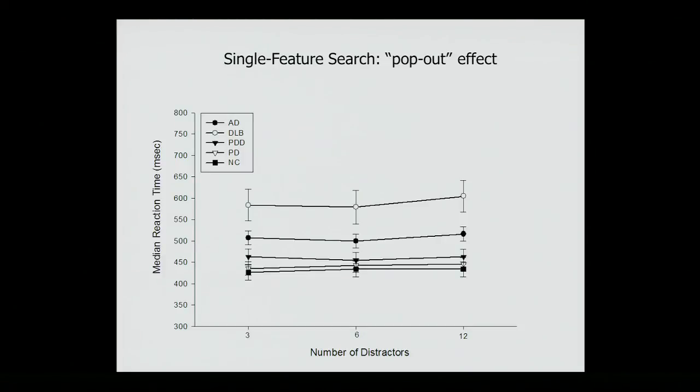And some people think that the pop-out effect is really mediated by these very primary visual areas, even V1 or V2, in the occipital cortex, and those might be areas that are preserved still in dementia with Lewy bodies.